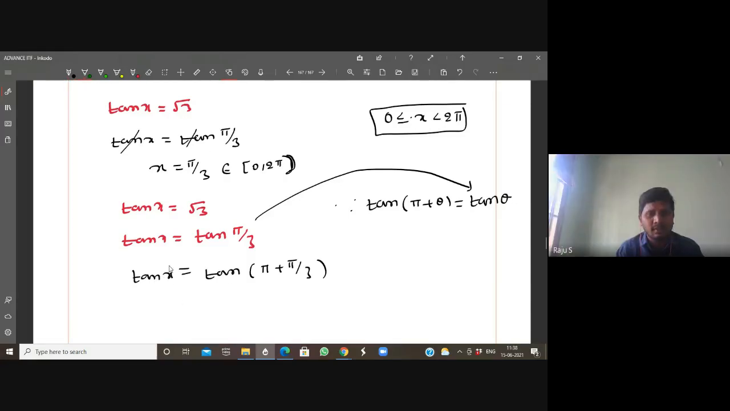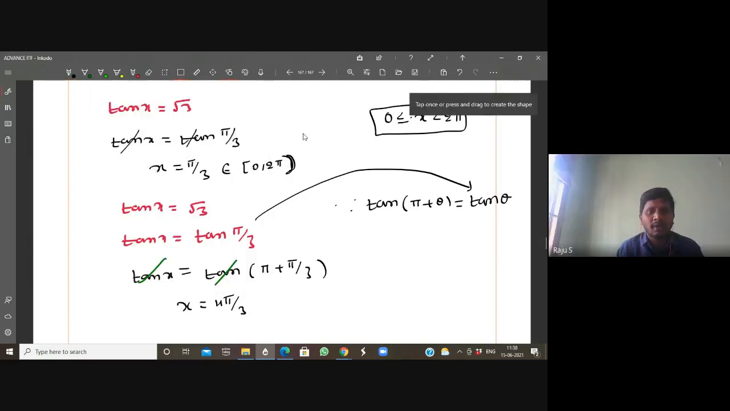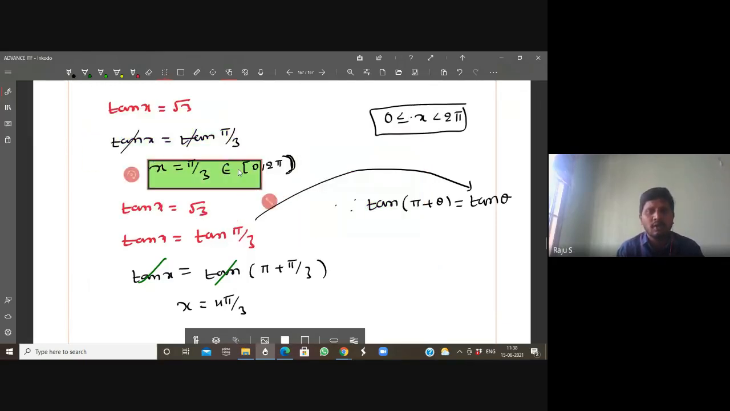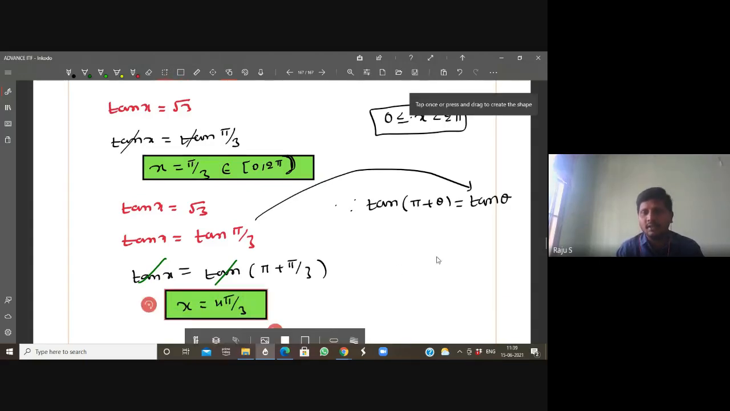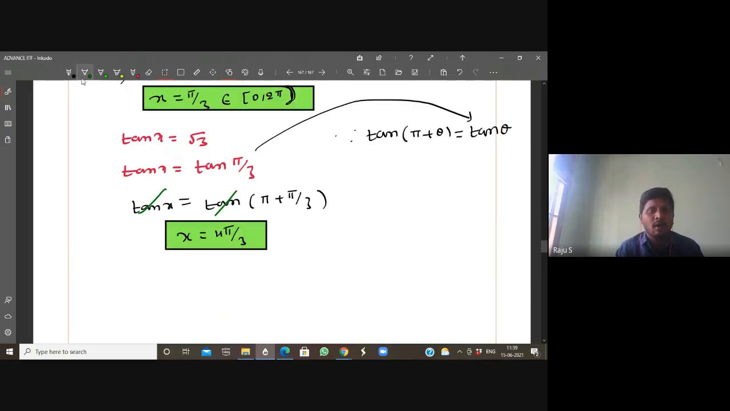Now you can cancel tan. What is the x value now? 4 pi by 3. 4 pi by 3 is nothing but 240 degrees. Am I right? So one of the principal solutions is pi by 3. Another one is 4 pi by 3. Therefore, the principal solutions of tan x is equal to root 3 are pi by 3 and 4 pi by 3.